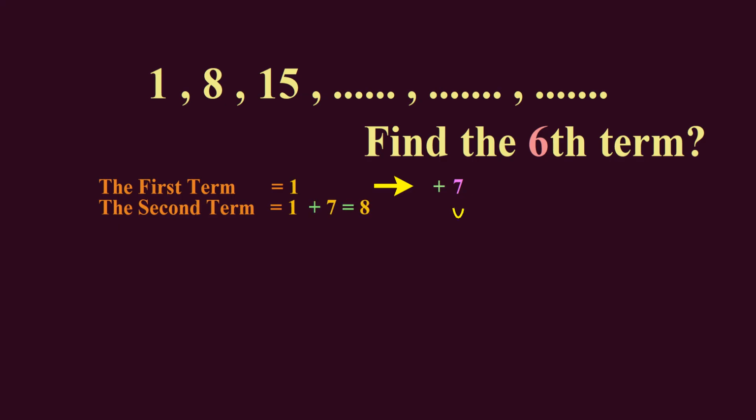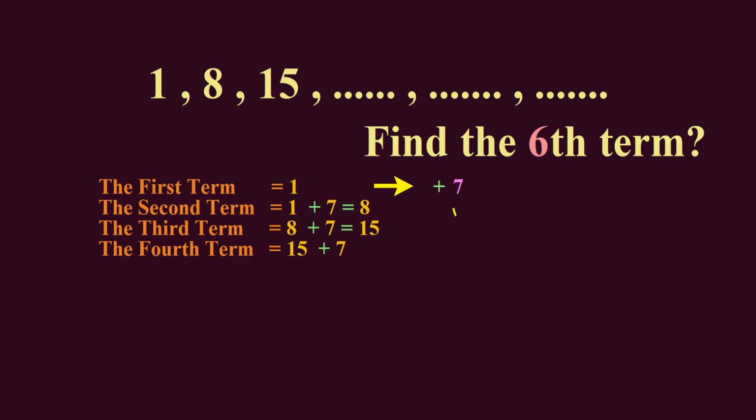And we can get the third term by adding 7 to the second term. 8 plus 7, which equals 15. And so on. We can get the fourth term by adding 7 to the third term. So the fourth term is equal to 15 plus 7, which equals 22.